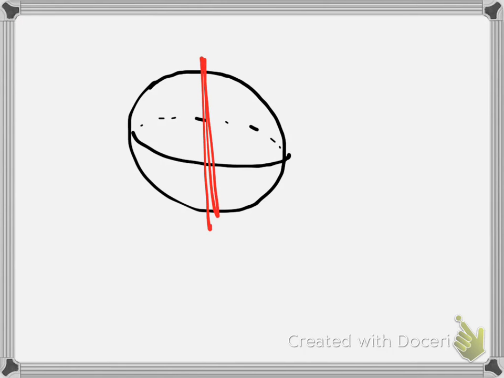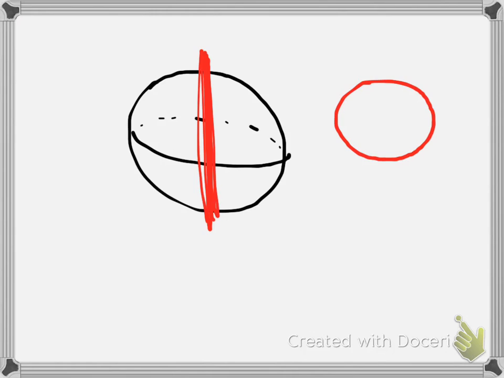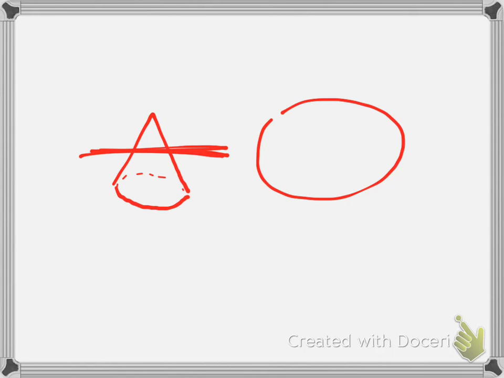So if you slice this ball vertically, and if you open it up, you would see the shape right here. So the cross section of a sphere is a circle. If you have a cone and then you slice it horizontally like this, if you open it up, you also will have a circle. So cross sections are really easy. You just got to envision the picture being sliced.